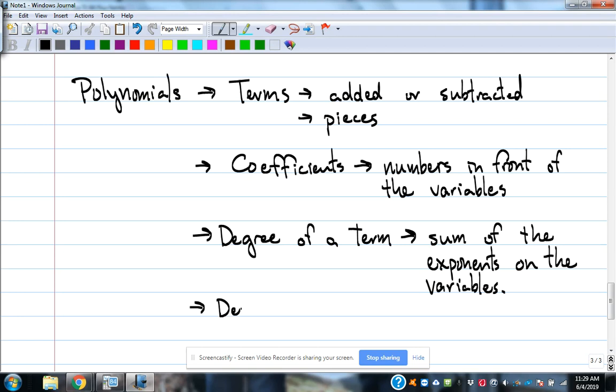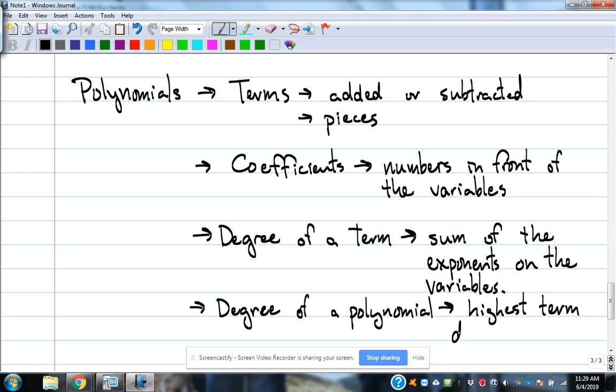The degree of a polynomial is the highest term degree. Highest term degree is going to be the degree of the polynomial. So we get the degree of each individual term, and then we just pick the biggest one as the degree of the polynomial. Okay.